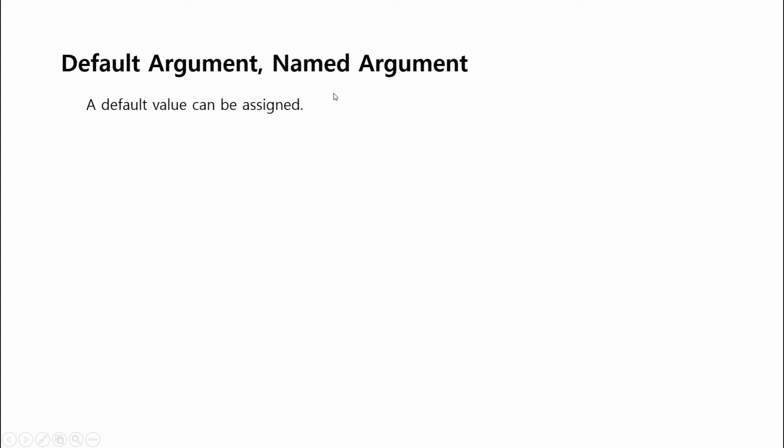Next is default argument and named argument. When we declare a function, we can assign a default value to a parameter. If no value is passed to the parameter when the function is called, the function can use the default value. It's called default argument. And when we pass arguments, in general, we pass them in the same order as the parameters. However, if we want to pass only a specific parameter or in a different order, we can pass it by name.